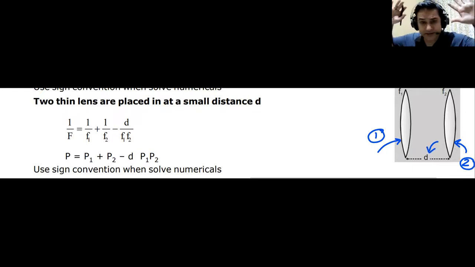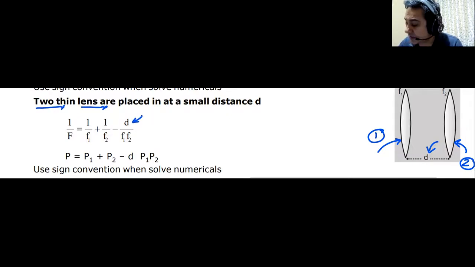Do all of you see this? Can I have raised hand that we all see this, sir? The difference between this one and the previous one: in the previous one, they were in contact. Now they are apart from each other. In this case, if they are placed a distance d apart, we call this combination two thin lenses placed at a distance d.